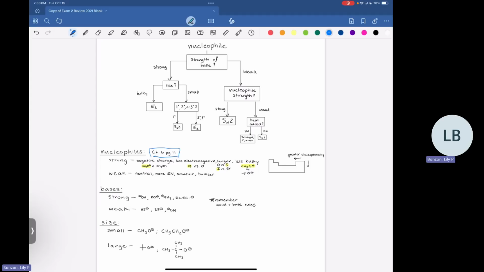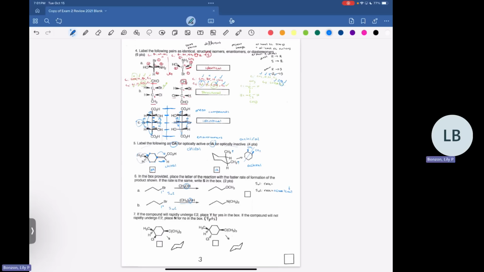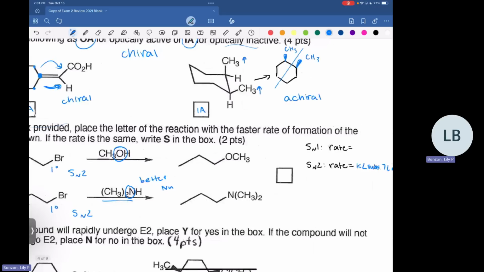The nucleophilicity for atoms is going to increase going to the right and down on the periodic table. So it's kind of opposite to electronegativity. If we look at oxygen and nitrogen on the periodic table, nitrogen is to the left, so it's going to be a better nucleophile than oxygen. So in this question, nitrogen is going to be the better nucleophile, and that's going to give us the faster rate. So we're going to say B.